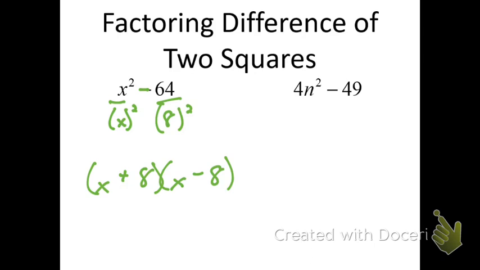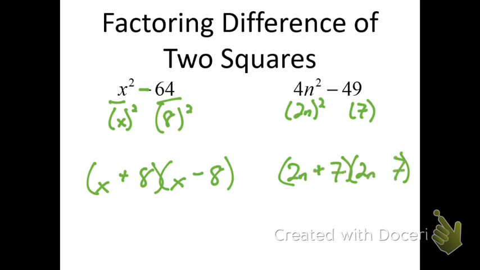If you want to see another example real quickly before I get into the nuts and bolts of it, 4n squared is the square of 2n. 49 is the square of 7. So 2n here, 2n there, 7 here, 7 there, a plus in one, a minus in the other. Done. That's it. Now, this happens because we have x.